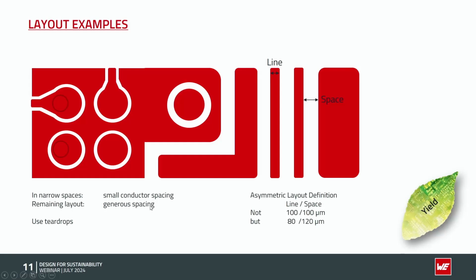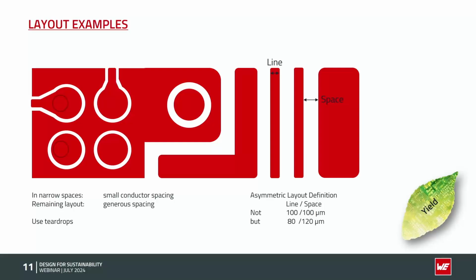Let's have a look at a practical layout example. On the left-hand side, you have a BGA pattern with pretty tight space, and there you do not have a lot of space. But outside the component, where you have a lot of space, you can add big spacings, wide openings, to improve the yield and make the production more sustainable. So in narrow spaces, it has to be small, but outside the narrow spaces, you can implement generous spacing so that we have a little room to work.